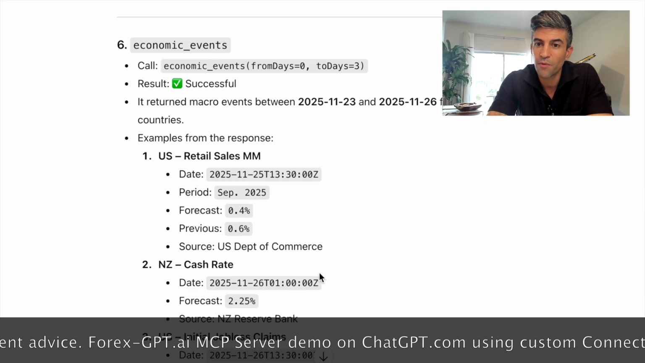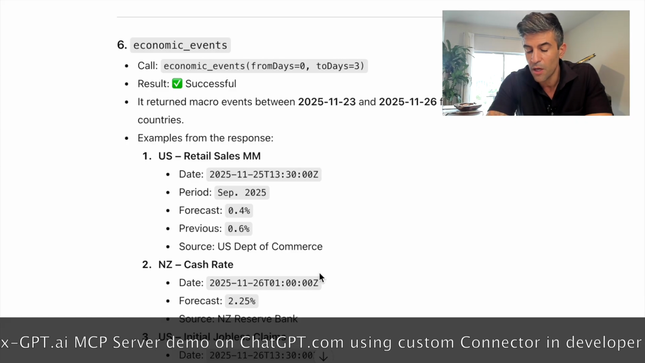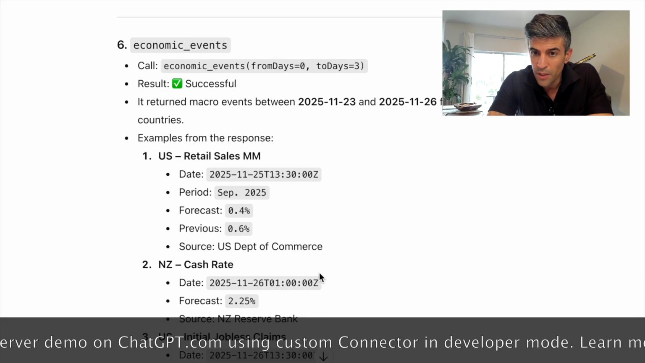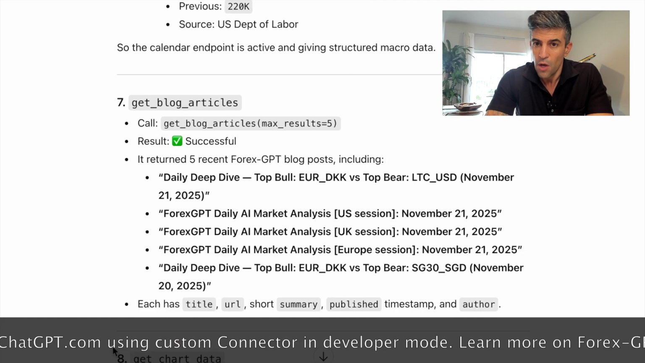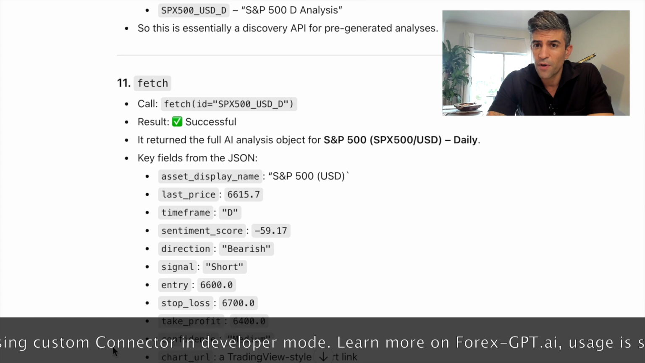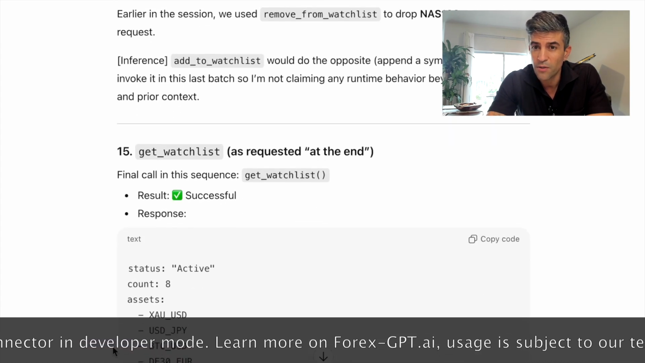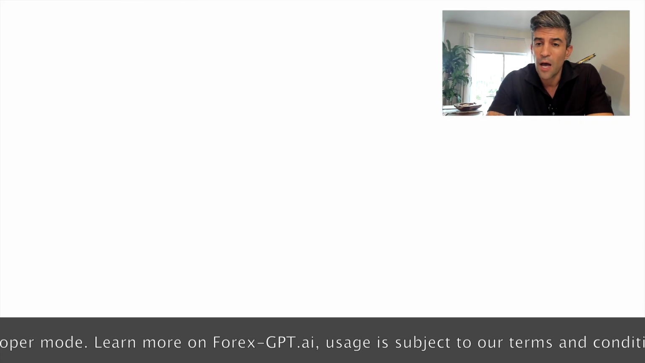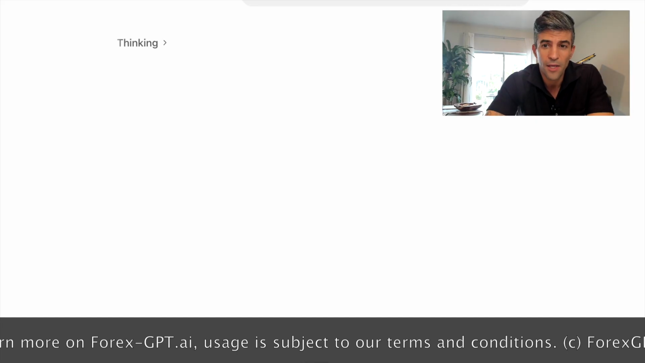So here we have some of the upcoming calendar events, such as retail sales later this week on Tuesday, the cash rate from New Zealand, jobless claims, and so on and so forth. So get chart data, get live heat map, the search function, the fetch function, the scan market failed on the first attempt, get spreads, add to watch list, remove from watch list. And now I think I'm just going to run that market scan again manually.